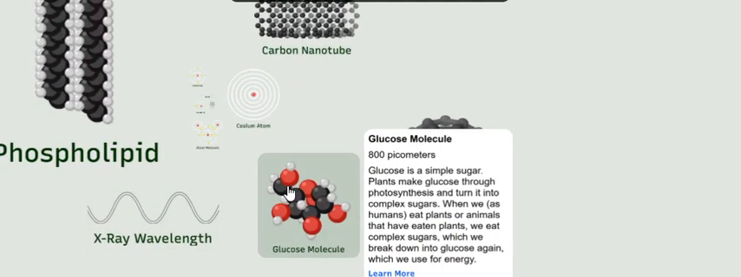Glucose molecule, 800 picometers. Glucose is a simple sugar. Plants make glucose through photosynthesis and turn it into complex sugars. When we as humans eat plants or animals that have eaten plants, we eat complex sugars which we break down into glucose again, which we use for energy.